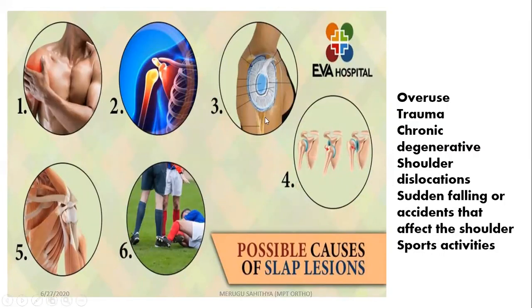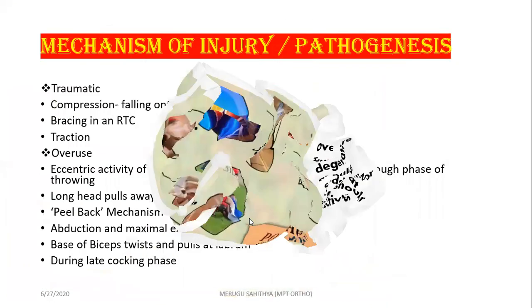These are the possible causes of SLAP lesions: overuse, trauma, and chronic degenerative changes, shoulder dislocation, sudden falls or accidents that affect the shoulder, and sports activities. These are some of the possible causes of SLAP lesions.